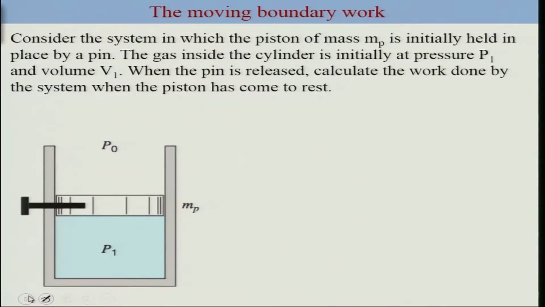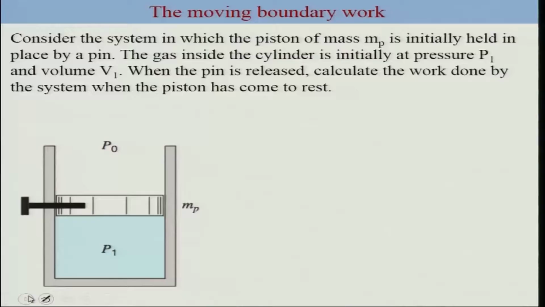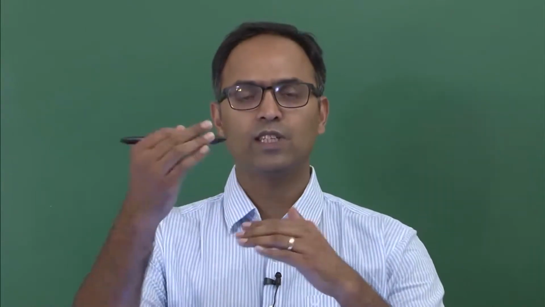Okay, so let's try another example. This example is again related to moving boundary, but it will provide important relevance of considering external force. So here is a system in which the piston of mass MP is initially held in place by a pin. The gas inside the cylinder is initially at P1 and the volume is V1. Now the pin is released, and what we have to calculate is the work done by the system. Once you take out the pin, the forces are not balanced, and effectively the piston will accelerate until it reaches mechanical equilibrium, where the pressure outside and inside are the same, or the forces outside and inside are the same.